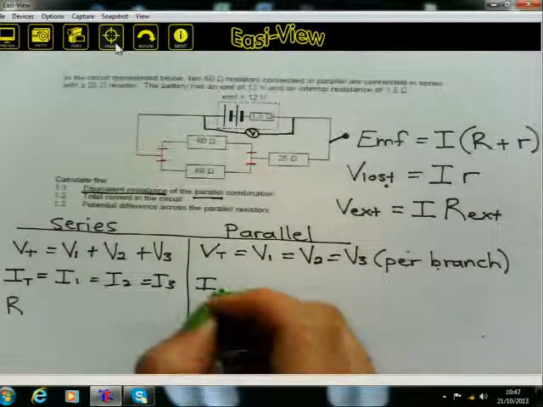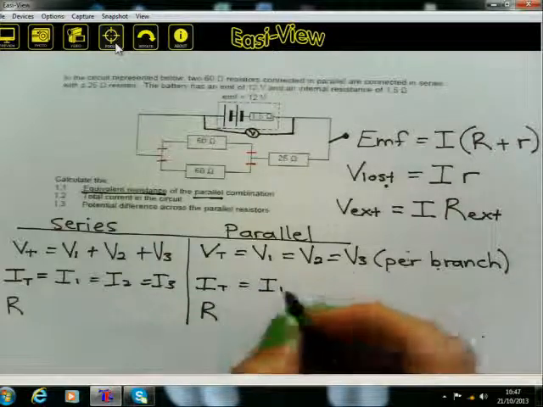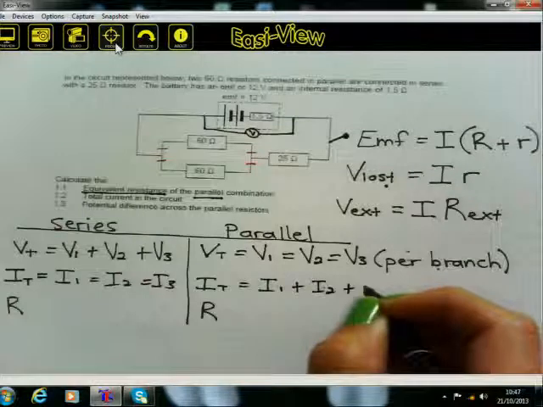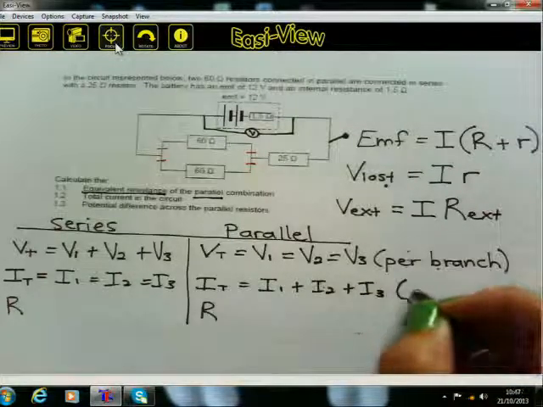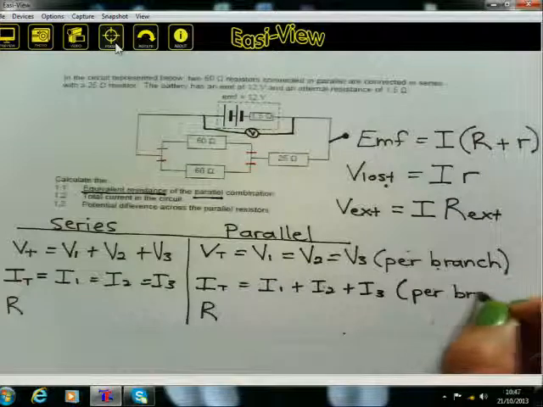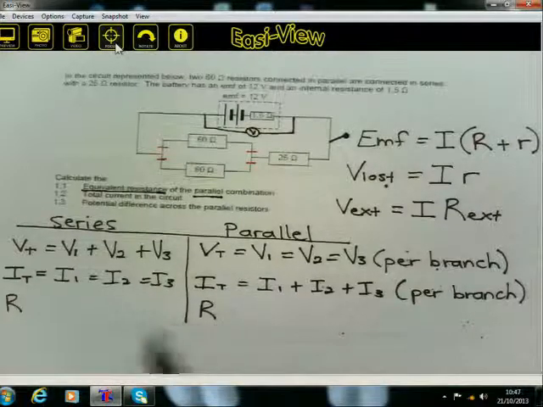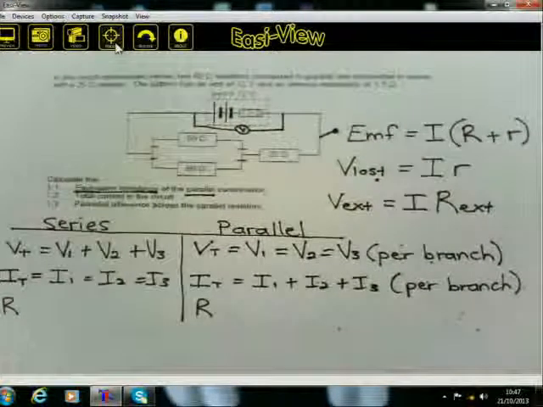Current for parallel, I total equals I1 plus I2 plus I3. Also, per branch, you add all the branches to get the total current in a parallel circuit.